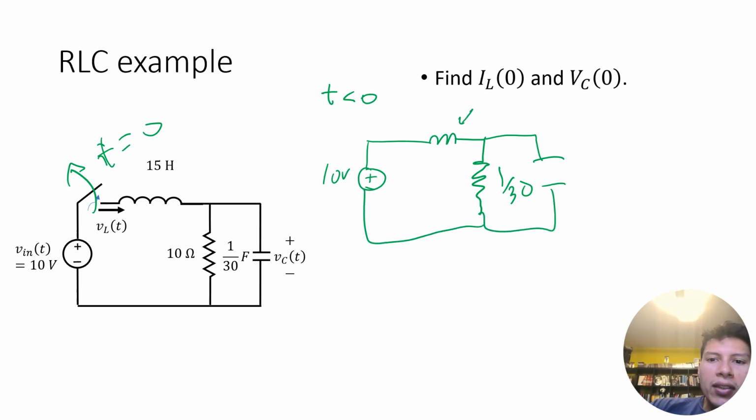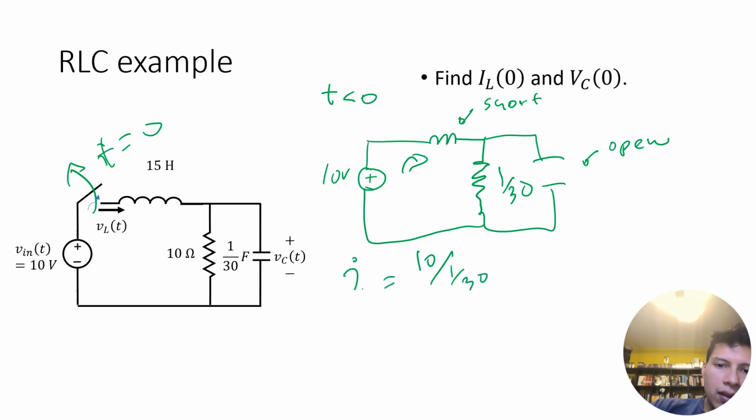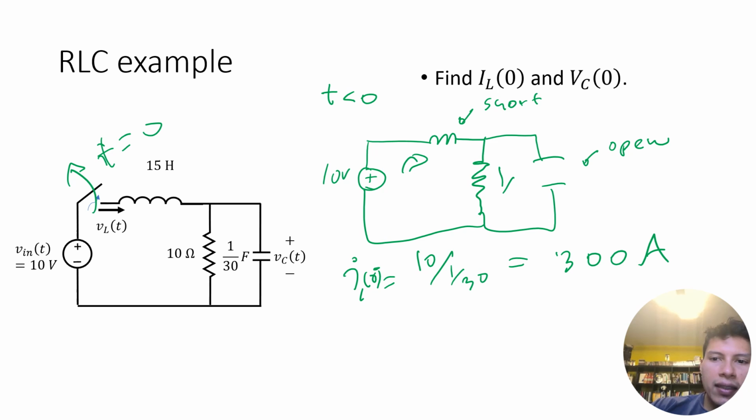You have to remember that inductors behave as a short after a very long time, and capacitors behave as an open. So we're going to have that the current flowing through here will be 10 divided by 1/30, ILs of 0 minus, and that's just going to give us 300 amps. Oh, wait, sorry. This is not 1/30. This is 10. So 10 ohms. Yeah, that makes more sense. I was using big numbers.